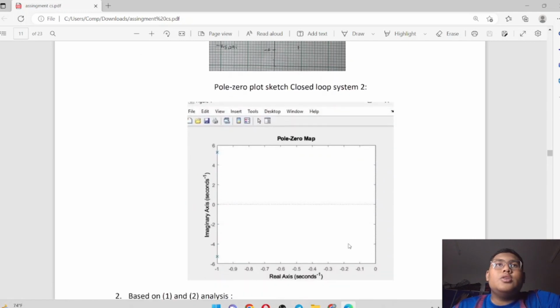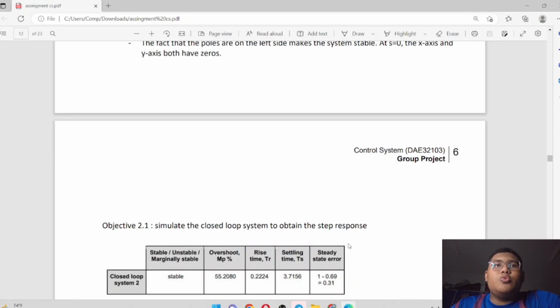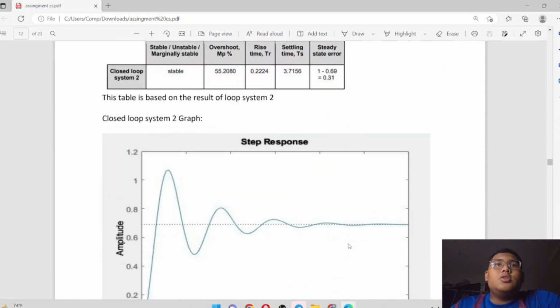and this is the pole zero plot of the closed loop system. For question number 2, this is the step response graph. We get the stable closed loop system. The overshoot for this graph is 55.2090. The rise time is 0.2224. The settling time is 3.7156, and the steady state error is 0.31.